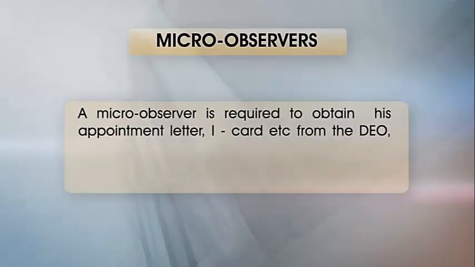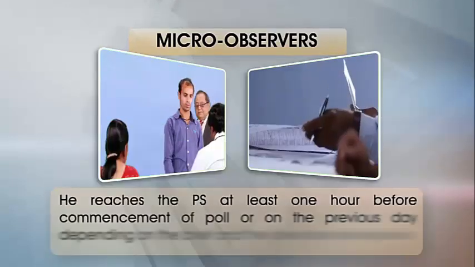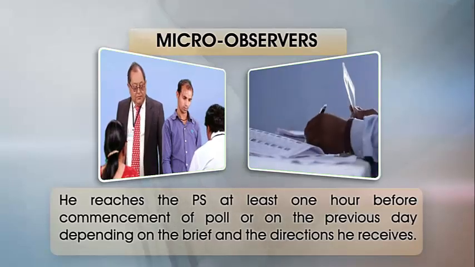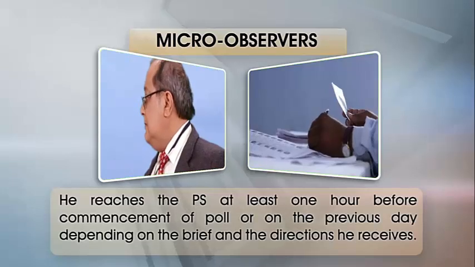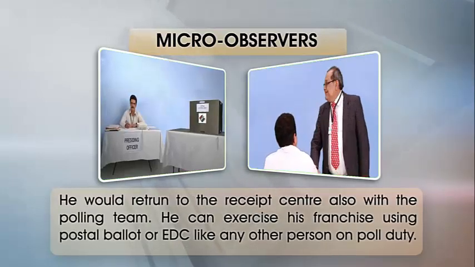A micro-observer is required to obtain his appointment letter, I-card, etc. from the DEO and to reach the dispatch center on his own for further movement to the polling station with the polling team. He reaches the PS at least 1 hour before commencement of poll or on the previous day, depending on the brief and the directions he receives. He would return to the receipt center also with the polling team.